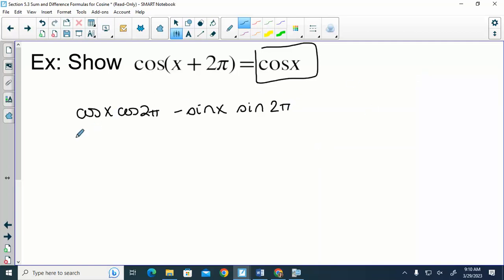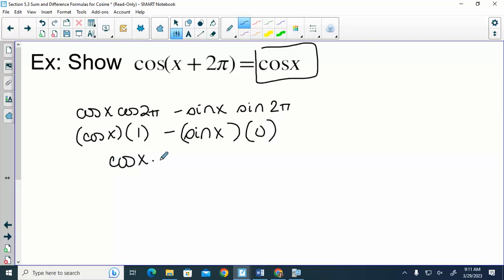Okay, 2 pi is the same as 0. What is the cosine of 2 pi, or the cosine of 0? Okay, fold in your 0. Square root of the bottom over 2, so square root of 4 over 2 is 1. Minus sine x times sine of 2 pi, or sine of 0. So if you fold in your 0, sine is the square root of the top over 2. So that's 0. So I get cosine x minus 0, which is cosine x.